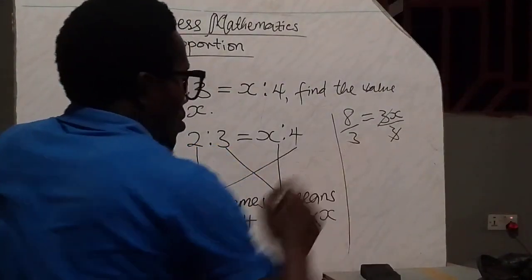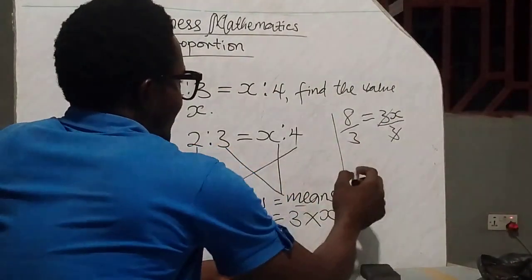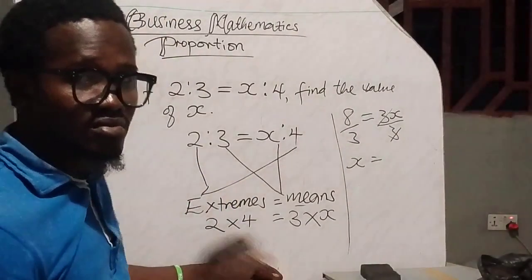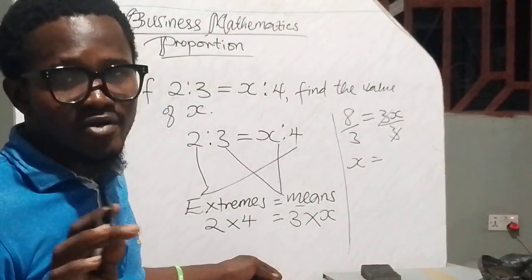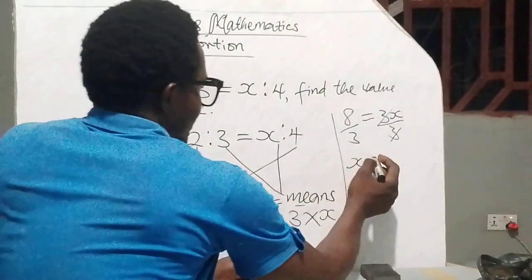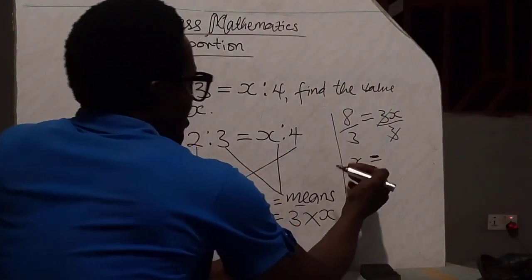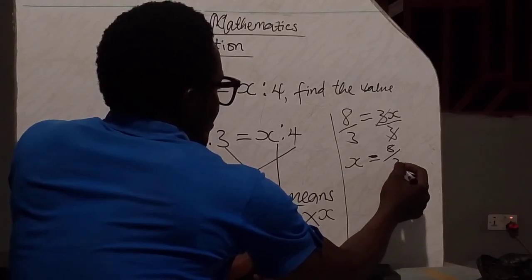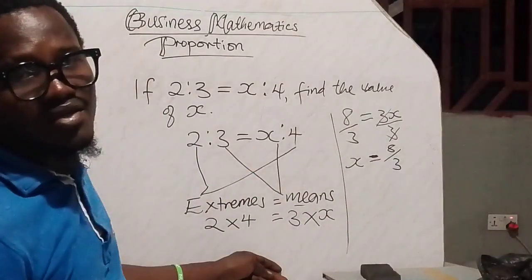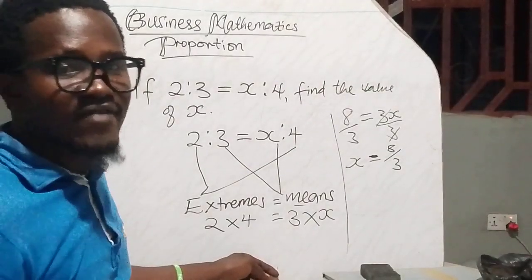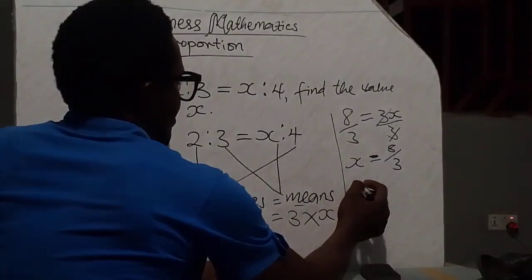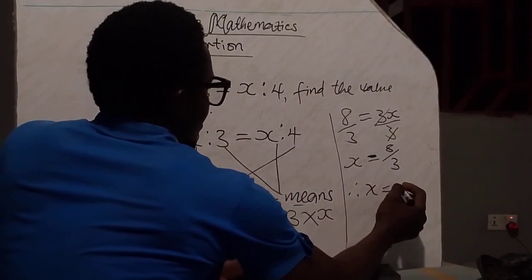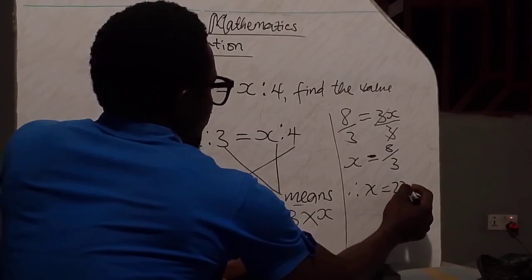Now, 3 and 3 will go, and I'm left with x. I can still take x on this part of the equation. It's no problem. You can take x at this part of the equation. So x is 8 over 3. You can further simplify it by saying, therefore, x is 2 and 2 over 3.